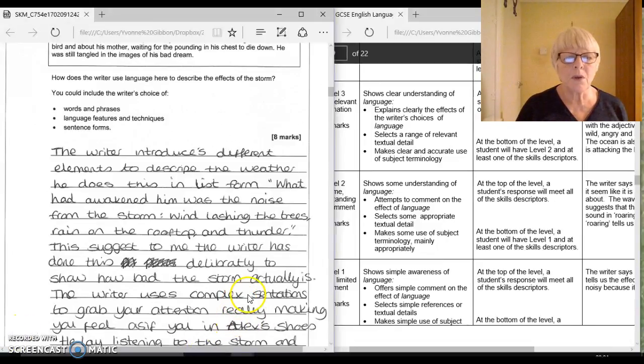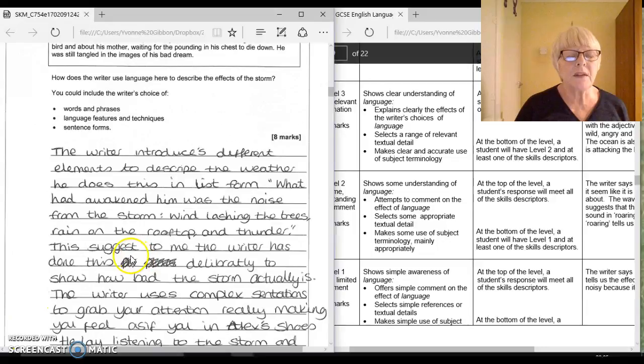So if we look at the mark scheme starting off at level 1, it says show simple awareness of language and offers simple comment on the effect of language. I think really we've got to say that this is simple comment on the effect of language. To gain the higher marks, you need to be explaining the effect on you as the reader. So it's not just that he's trying to show how bad the storm actually was.